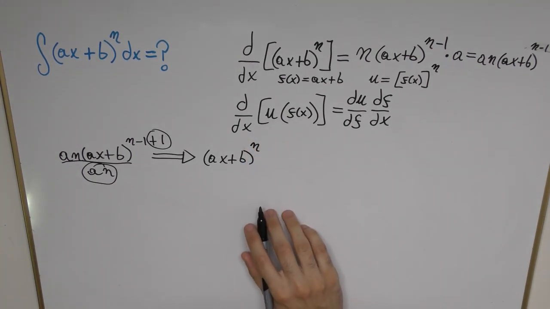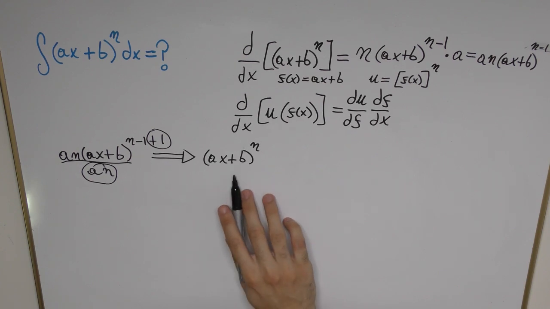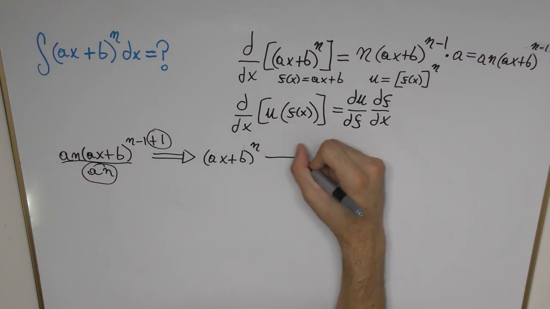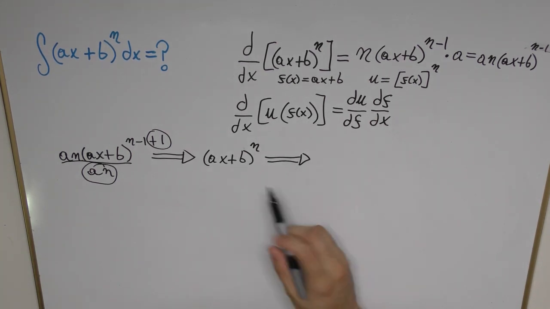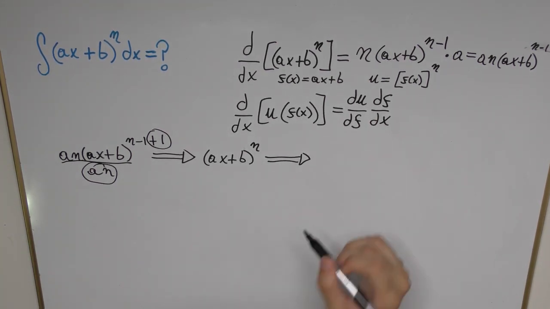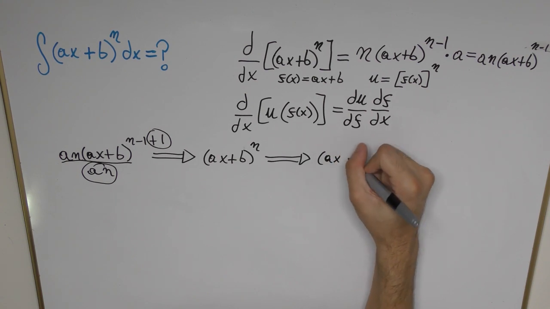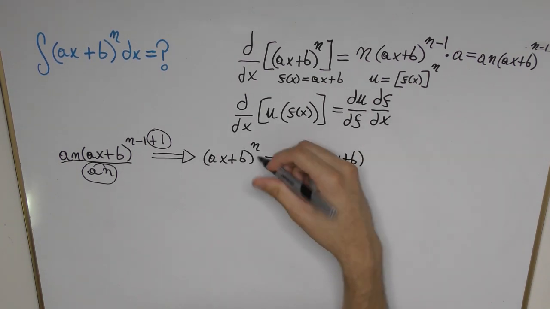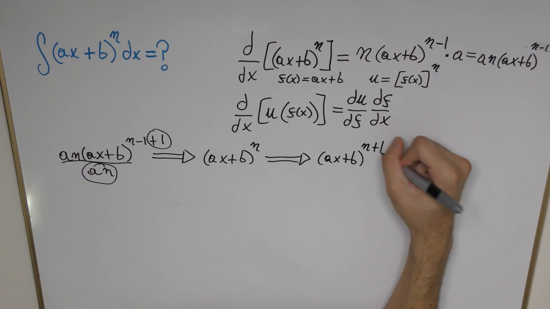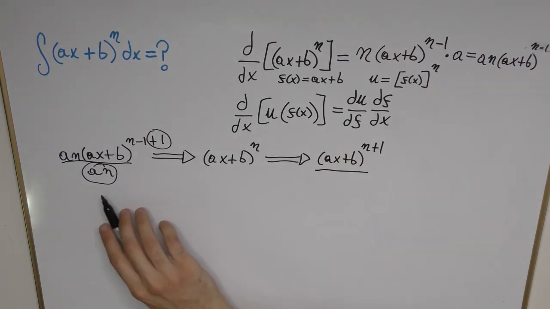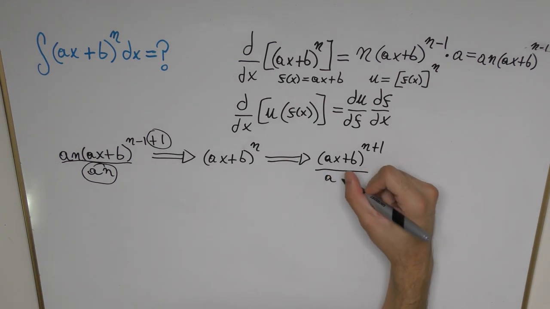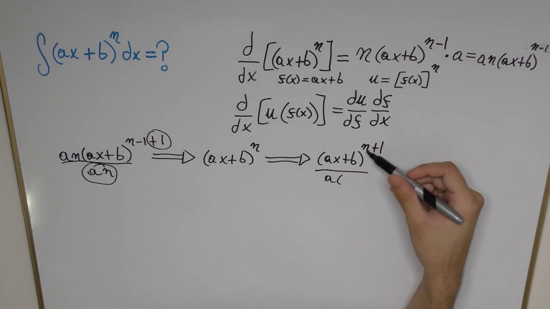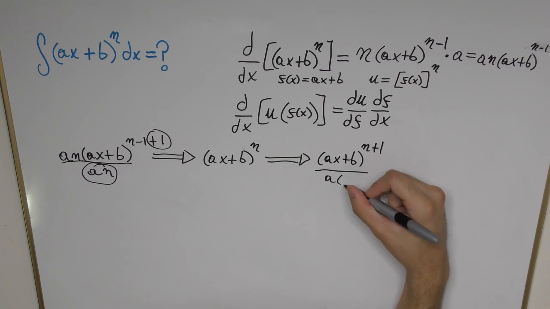Okay, so what does that tell us? Well, it tells us that if we now start off with this function and we want to integrate it again, then we're going to apply the same principle. We're going to take the function ax plus b, we're going to leave it the same, we're going to add 1 to the power, n plus 1. And the next thing is we're going to divide the function by a, and we're going to multiply that a by the new power, which is n plus 1.